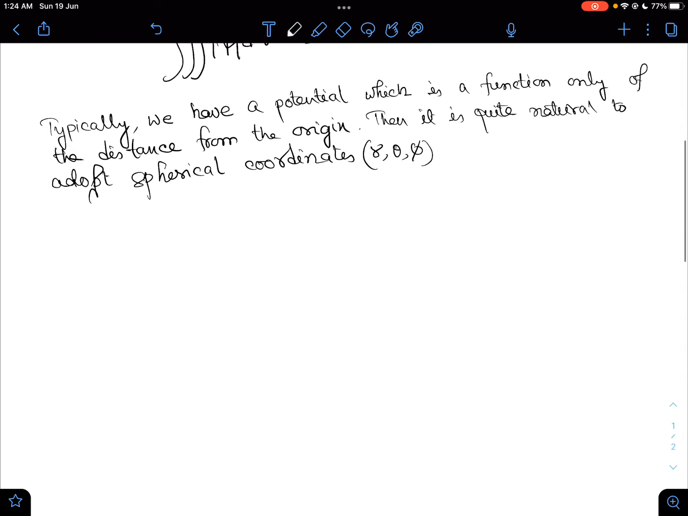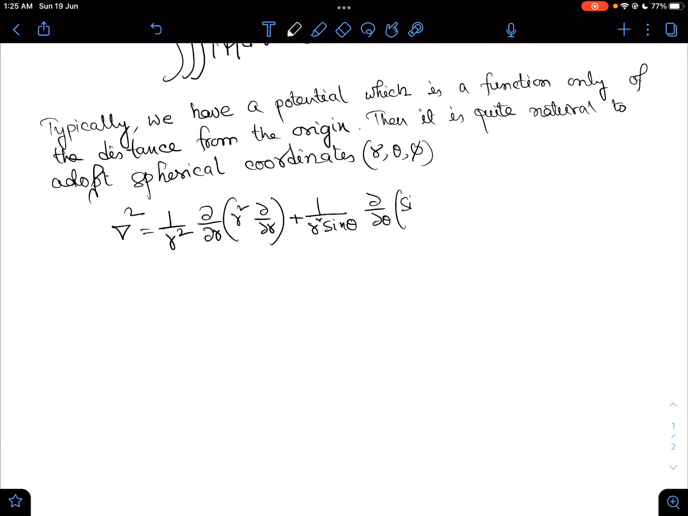Now in spherical coordinates, how does our Laplacian look? This is a standard result. You will find this in any standard mathematical physics textbook. It is given by 1 by r squared del by del r of r squared del by del r, plus 1 by r squared sin theta del by del theta of sin theta del by del theta, and our last term is 1 by r squared sin squared theta del squared by del phi squared. So this is our Laplacian in spherical coordinates.